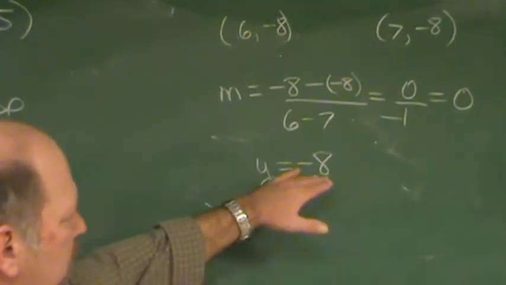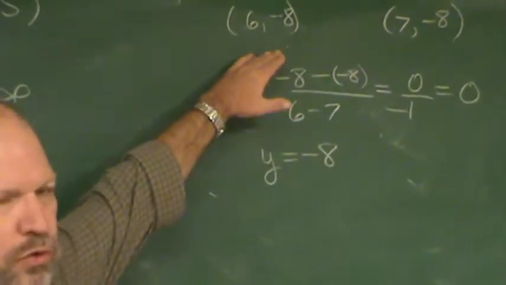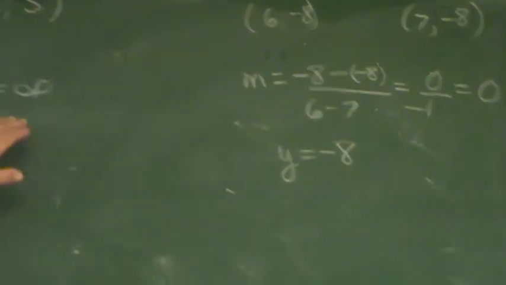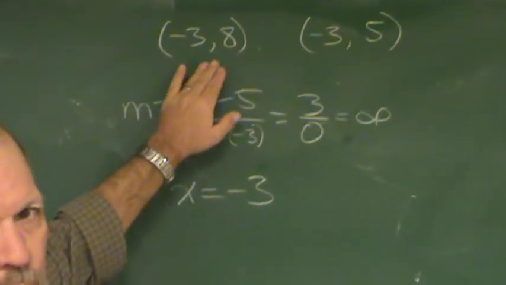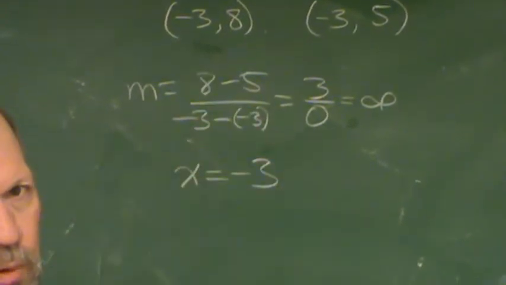So if your slope is 0, the equation of the line is going to be y equals the y-coordinate. If your slope is undefined, the equation of the line is going to be x equals the x-coordinate. So, go find some equations.